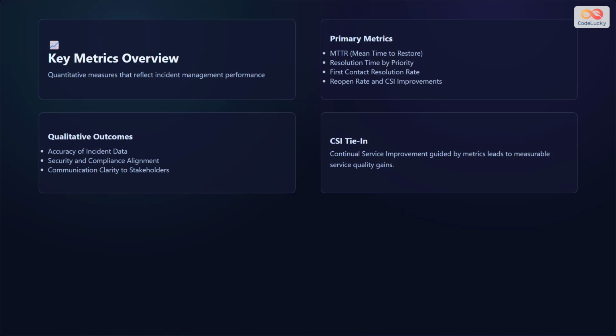Incident management is the process of restoring normal IT services as quickly as possible after they've been disrupted. An incident is any unplanned interruption or reduction in quality of your IT services. The primary goal is to minimize the negative impact on your business and get systems back to normal operations fast. This includes everything from a single user unable to access their email to a complete system outage affecting thousands of users.